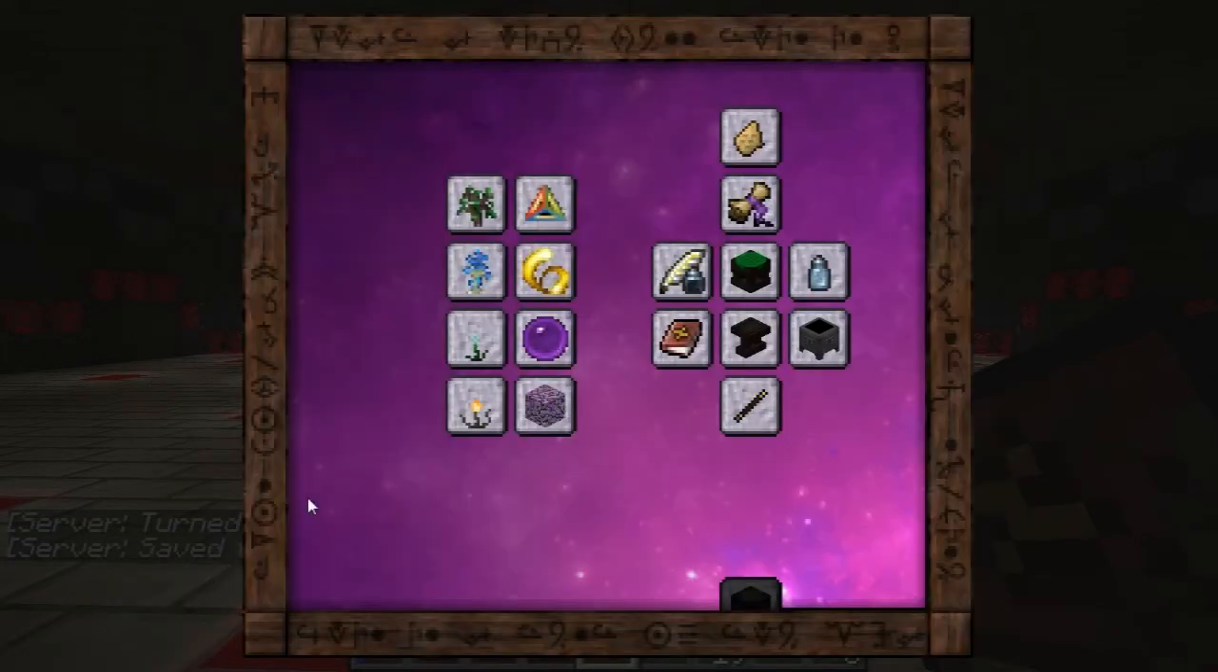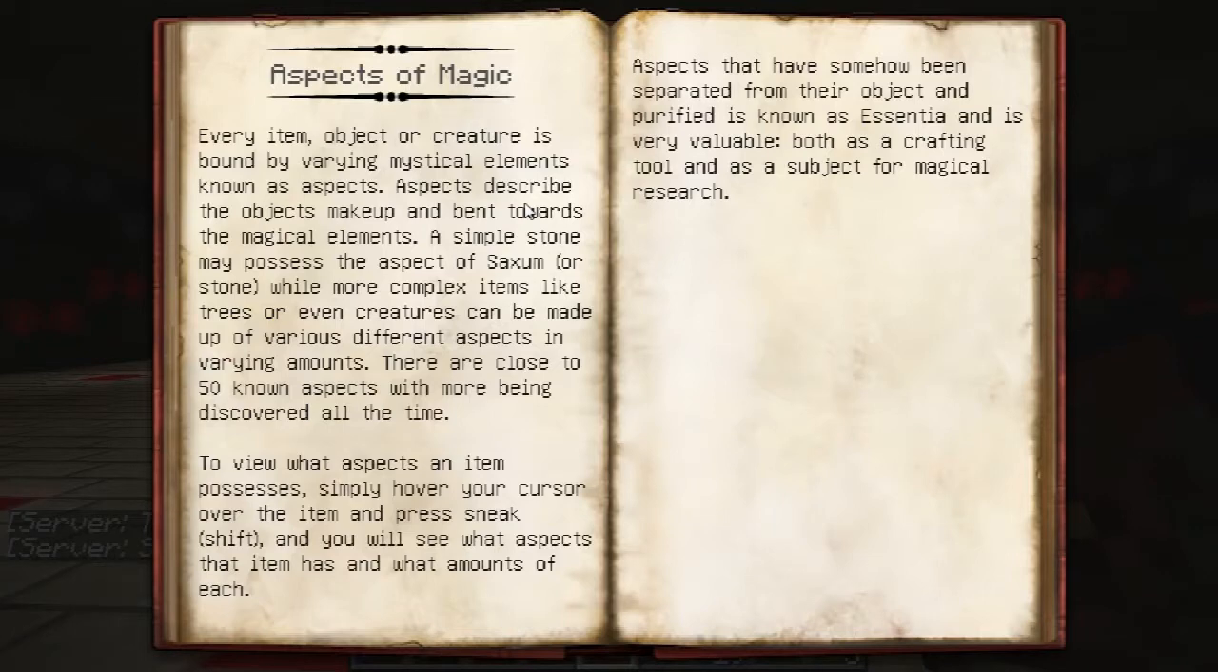Interesting. Okay, so the aspects of magic. Every item, object, or creature is bound by varying mystical elements known as aspects. Aspects describe the object's makeup and bent towards the magical elements. A simple stone may possess the aspect of Saxum, or stone, while more complex items like trees or even creatures can be made up of various different aspects in varying amounts. There are close to 50 known aspects, with more being discovered all the time.